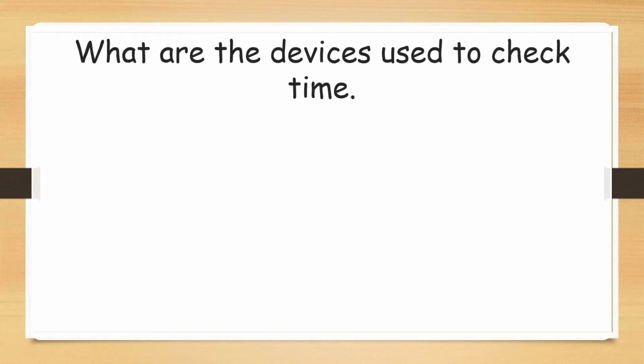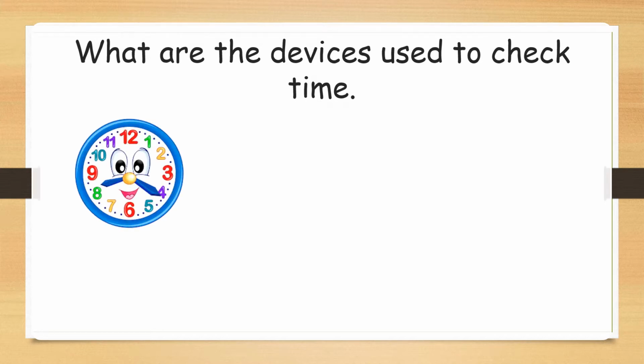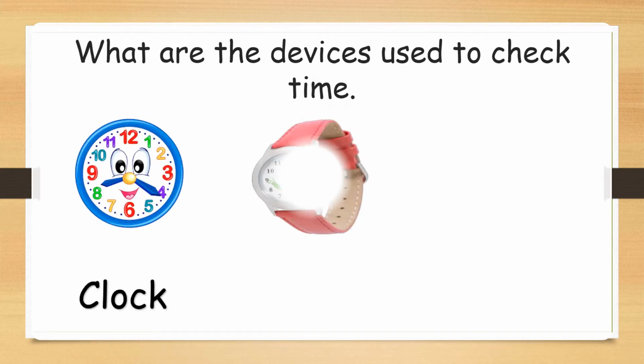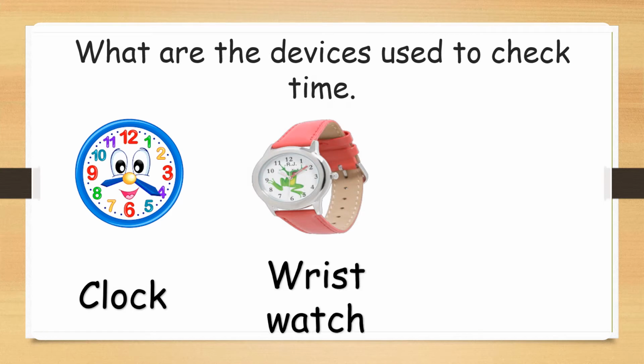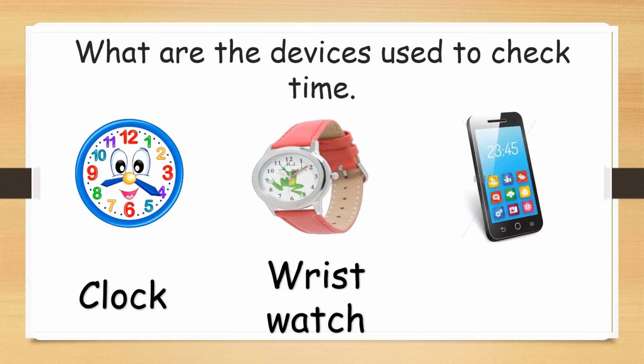Now, what are the devices used to check time? Apart from the clock, the digital clock, what else can we use to check time? What do you think? Very good. We can see time on our television. We can see the time on the clock. We can see the time on a wristwatch. And we can check the time on our phones. Yes, very good.